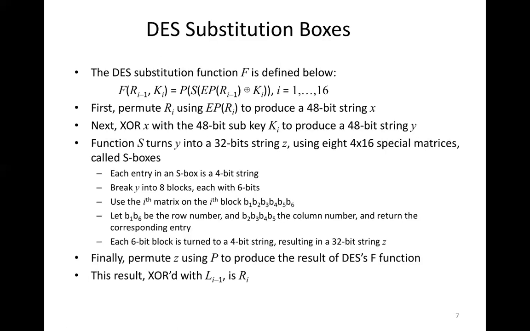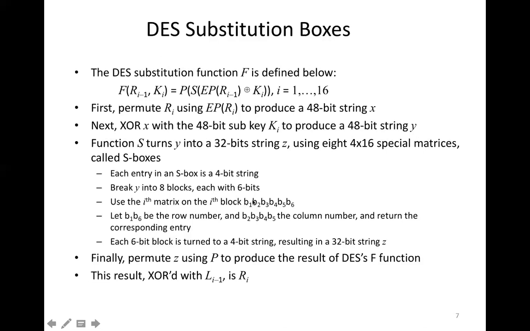So 4 by 8 is 32. So that's how you get a 32-bit output. Now for, let's say, the i-th block, you have a block. We write that 6-bit block as B sub 1 up to B sub 6. Now, how do we apply it?